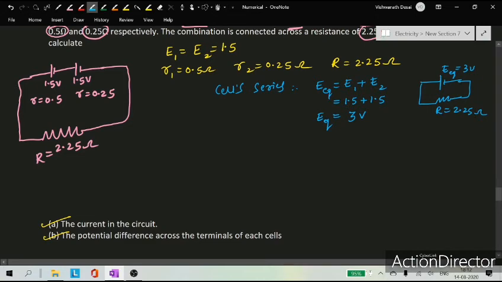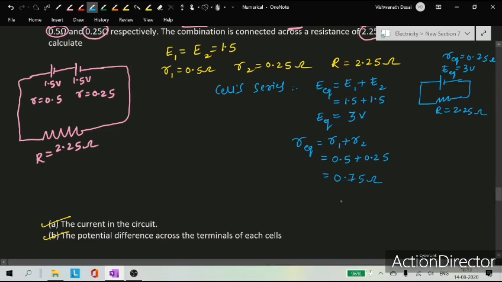What about internal resistance of the combination? That also you must calculate. The internal resistance of the cells in series, right? The equivalent internal resistance R equivalent is equal to R1 plus R2. So what is the value of R1 here? R1 is 0.5, R2 is 0.25. So this is equal to 0.75. So internal resistance is equal to 0.75. Okay.